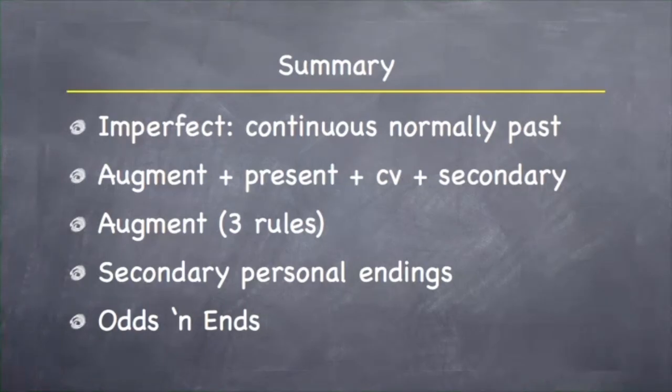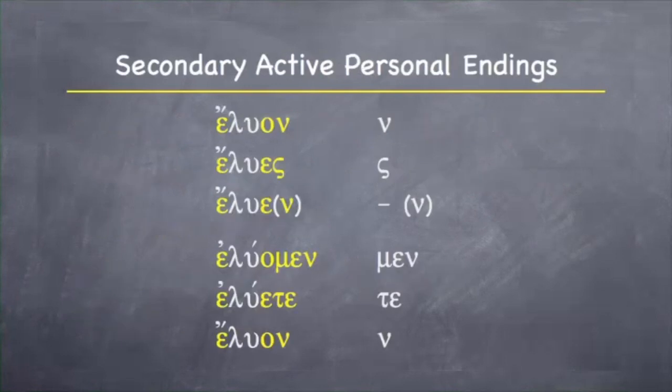And we learn secondary personal endings. In the active, the true endings are nu, sigma, nothing, men, te, nu, and they show themselves with a connecting vowel as on, s, e, amen, ete, an: eluon, eluues, elue, eluomen, eluete, eluon.